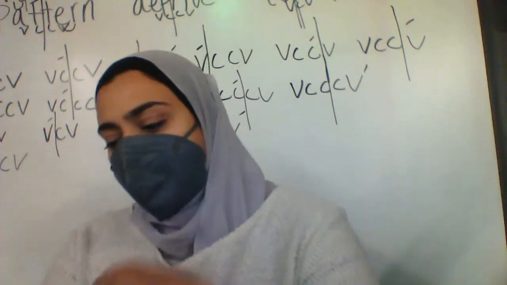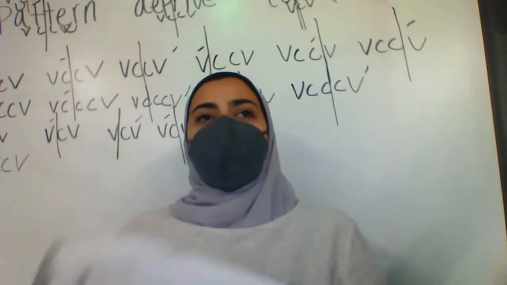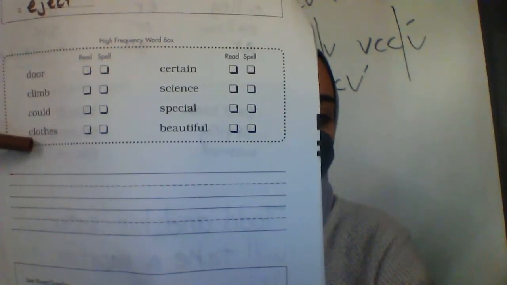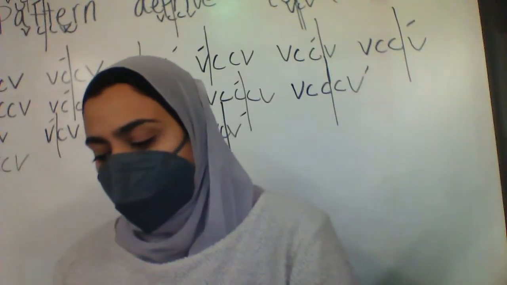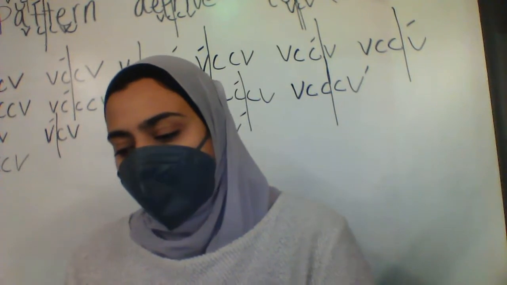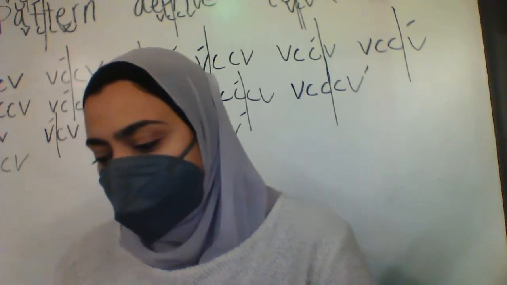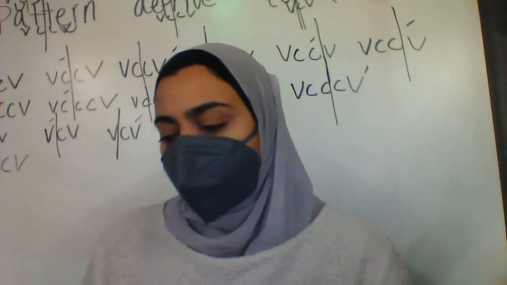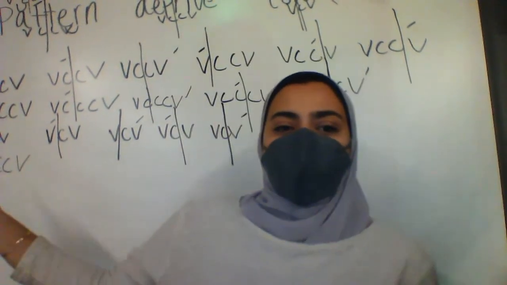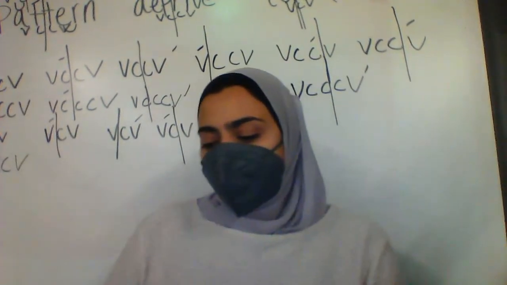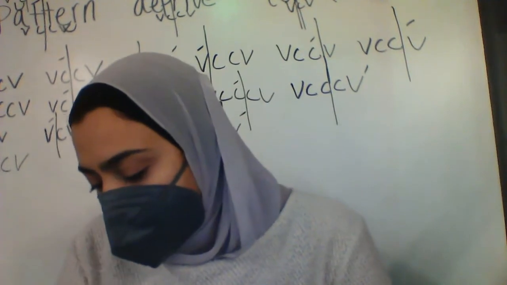Fantastic. All right, let's read the words in the high frequency word box together. Are you ready? Door, climb, could, clothes, certain, science, special, beautiful. Write two sentences using two different words. On the backs, review the syllable division rules. You're going to decide which VCCV rule it is. Code them.